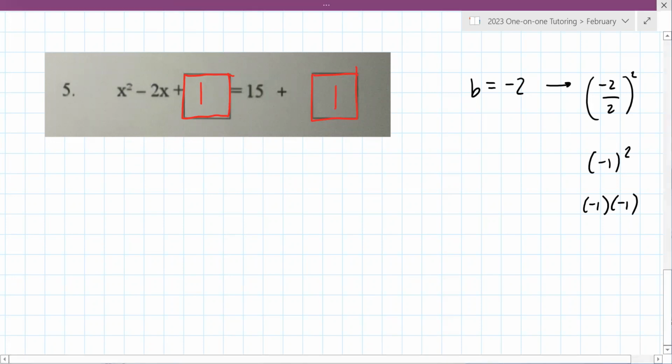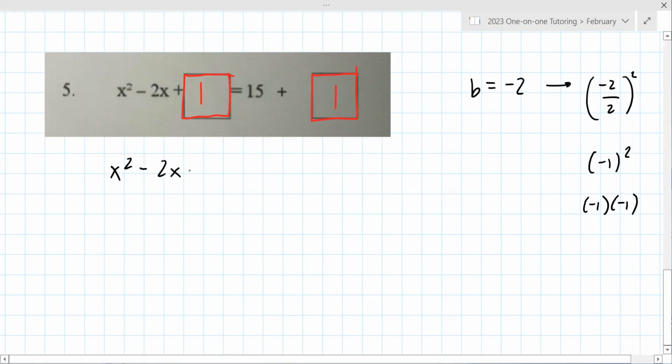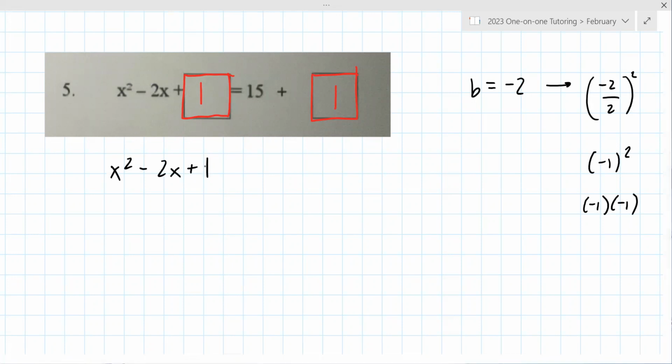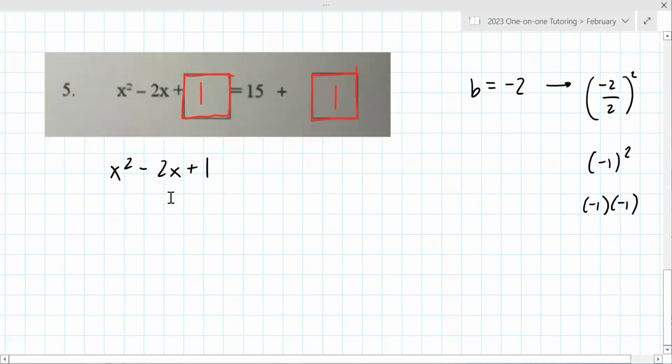All right. Now just focus on the left, and I'm going to rewrite it here. x squared minus 2x plus 1. This is a perfect square trinomial. Now, two numbers that multiply to 1 but add to -2. Any idea what that is? -1. Yes, perfect. Equals 15 plus 1 is 16.